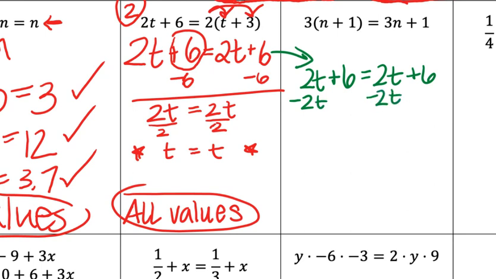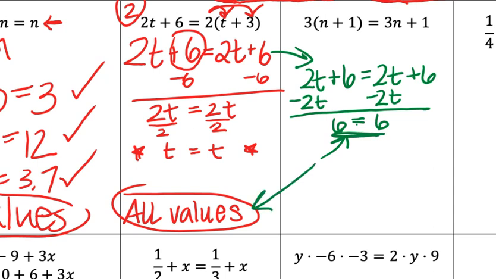So I'm just going to see what would have happened if instead of subtracting 6 from each side, I subtracted the 2t. I get 6 equals 6. Okay, the variable disappears, but if you notice, I have a number equaling itself. If I have a number equaling itself, that means all values will work.